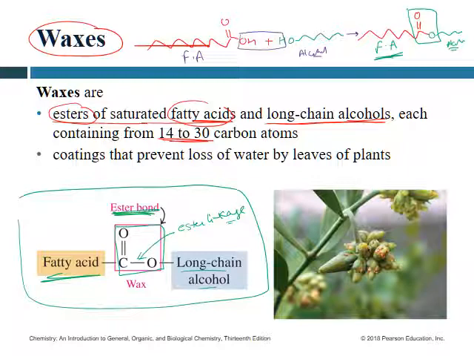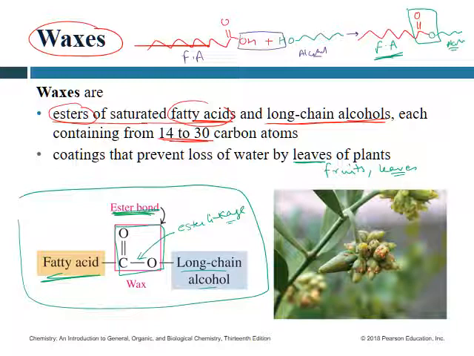Right, so this is the common structure for waxes. Waxes are normally found in many plants and animals, and you can find natural wax on the surface of fruit, and on the leaves of the plant, right?